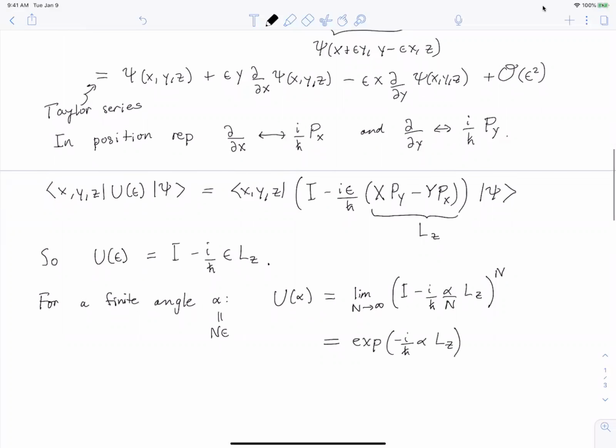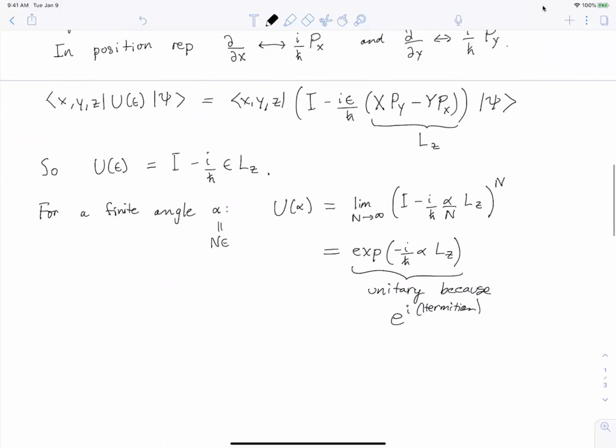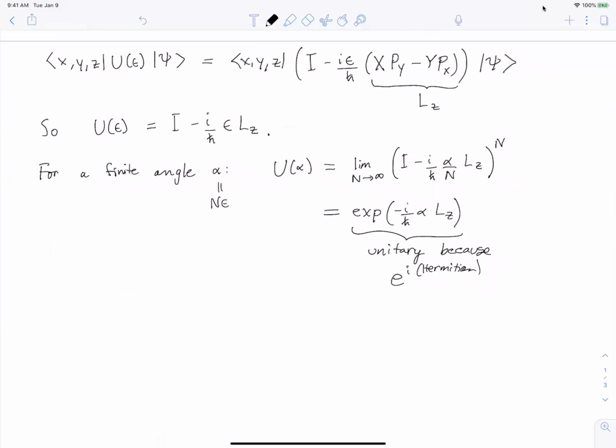Okay, so one nice thing about this expression is this is indeed a unitary operator because we're taking the exponential of i times a Hermitian operator. So unitary, which we already knew it would have to be, because e to the i times Hermitian. At some point in the past, we proved that e to the i Hermitian operator is a unitary operator. Okay, so all of that was for rotations about the z-axis.